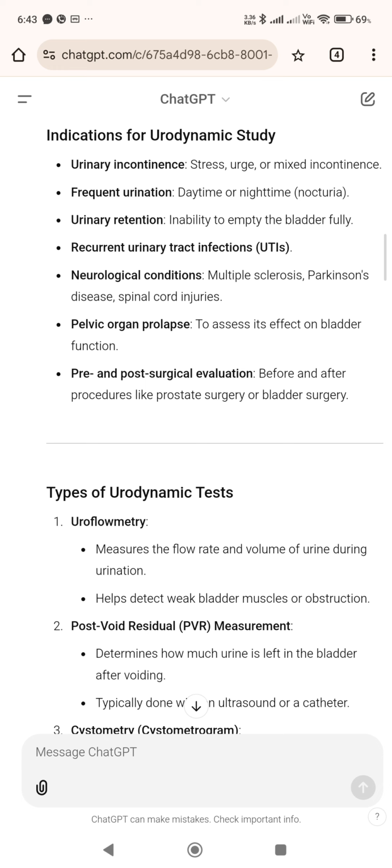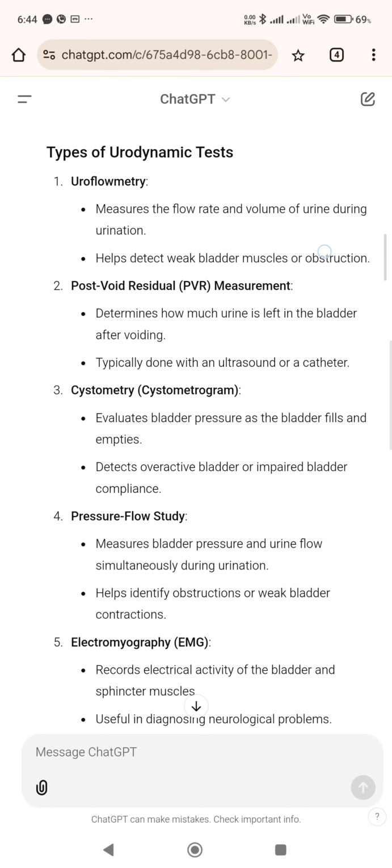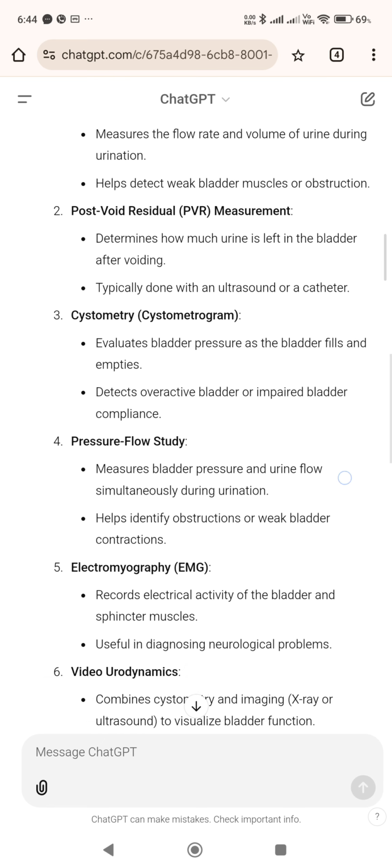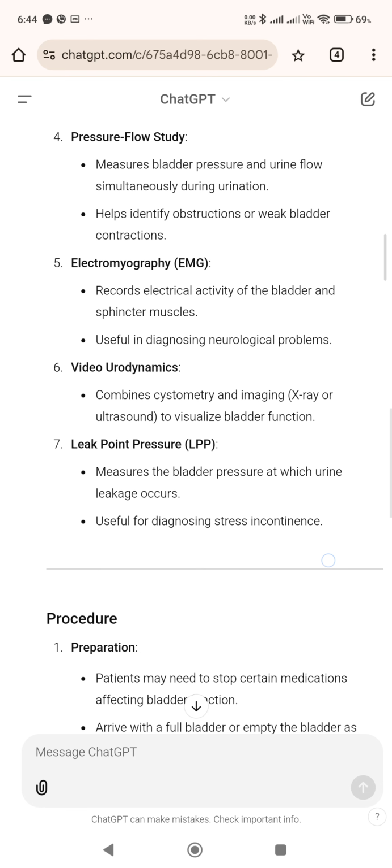3. Cystometry, cystometrogram, evaluates bladder pressure as the bladder fills and empties, detects overactive bladder or impaired bladder compliance. 4. Pressure flow study measures bladder pressure and urine flow simultaneously during urination, helps identify obstructions or weak bladder contractions. 5. Electromyography, EMG, records electrical activity of the bladder and sphincter muscles, useful in diagnosing neurological problems.